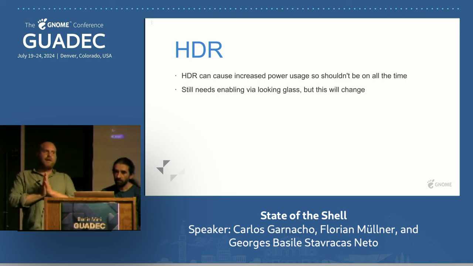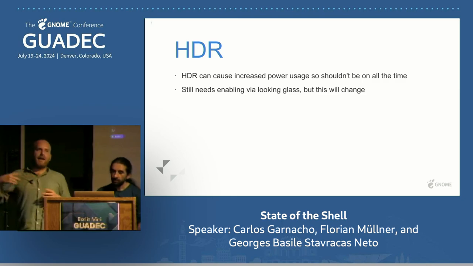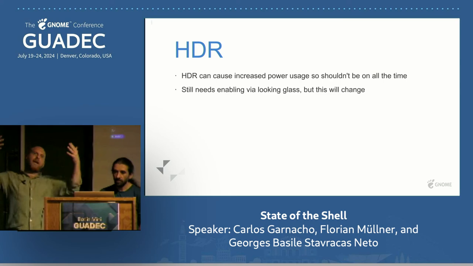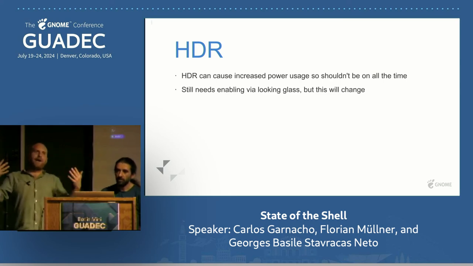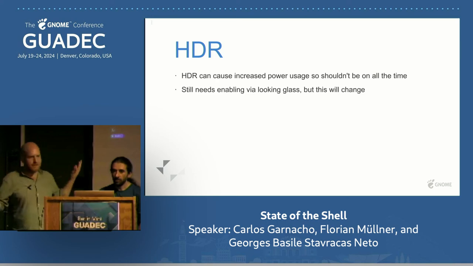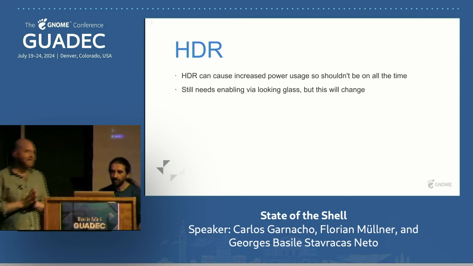A note here is that on a lot of hardware, enabling the HDR mode can cause increased power usage. That is because to get the super wide white, you need a lot of backlight power if you use a technology which is, for example, not OLED. So this is heavily hardware dependent, but in general, at least in the beginning, we will have to make it an optional thing. For now, this is kind of hidden in Looking Glass or a debug tool, and soon we'll probably have options for that, even in GNOME. Next slide, please.